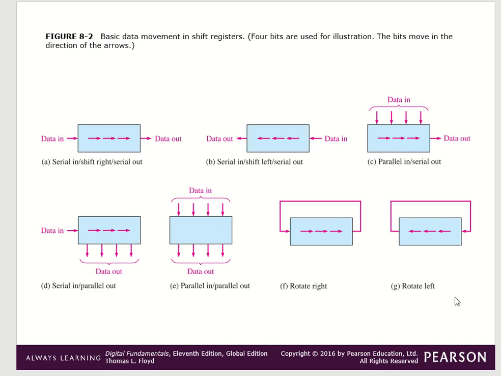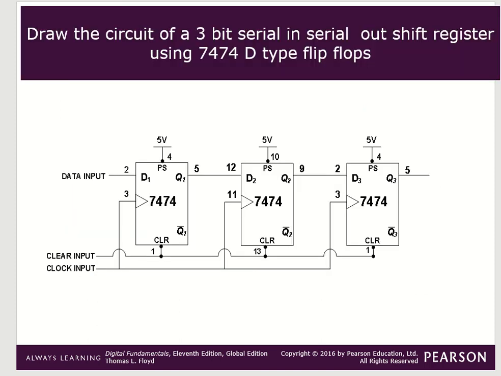Now rotate right and rotate left also. The data can be rotated in the right direction, and rotation in the left direction is also possible. So these are the types of shift registers. Okay, now go here. See here.